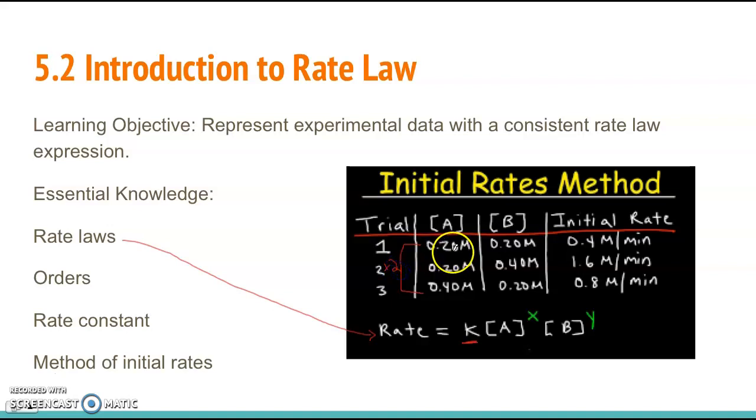So when the concentration of A doubles, you also look at how that affects the rate. You see by what factor does the rate change. So the rate goes from 0.4 to 0.8, so that also doubles.